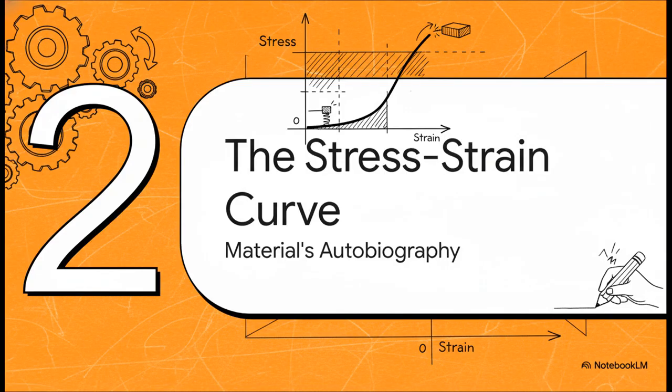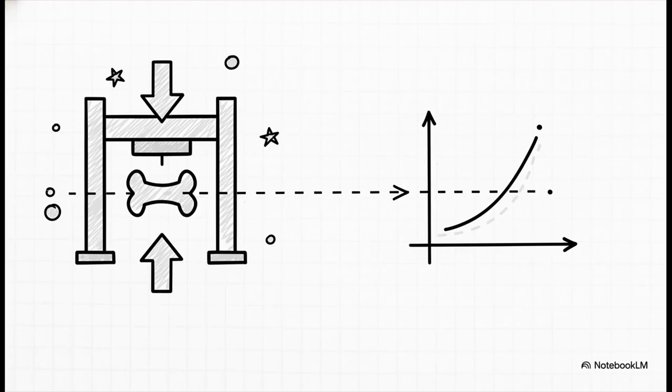Okay, now what happens if we plot this cause and effect relationship on a graph? Well, you get something incredibly powerful, the stress-strain curve. And you should really think of it as a material's autobiography. It tells you its entire life story under pressure, from the first little tug all the way to its final snap.